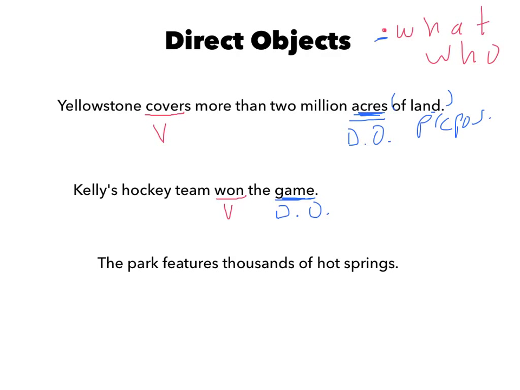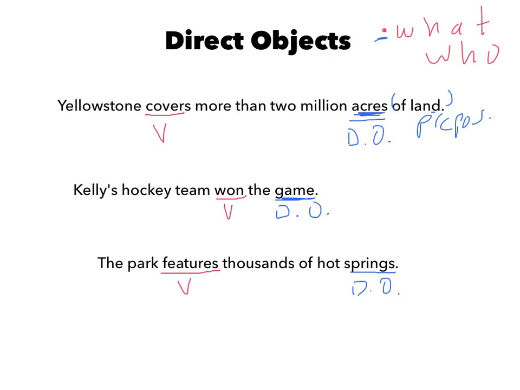So the park features thousands of hot springs. Again, let's find the verb, and in this case that's features. And then the question is, what does the park feature? Well, what the park features is springs. And that's our direct object.